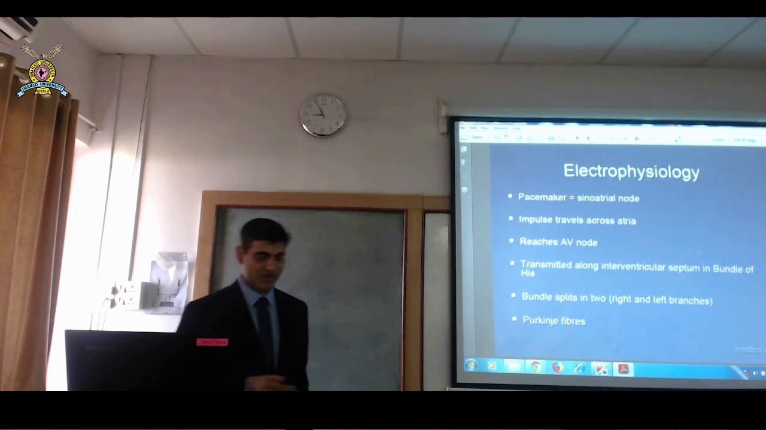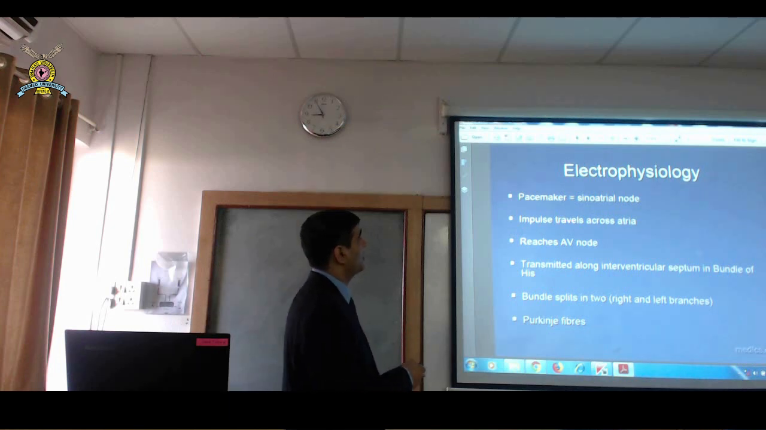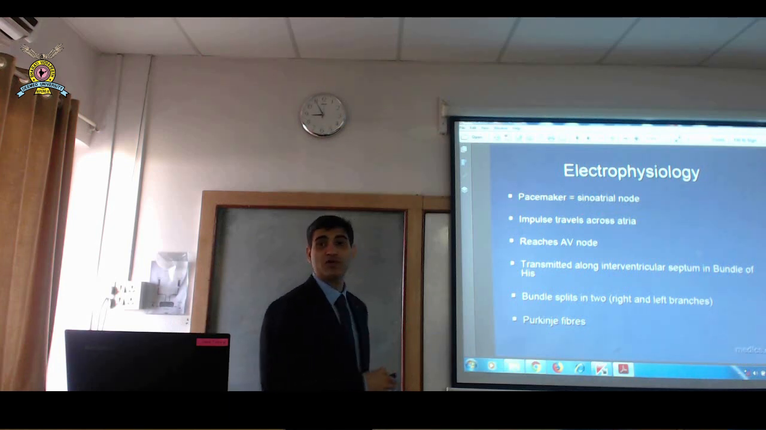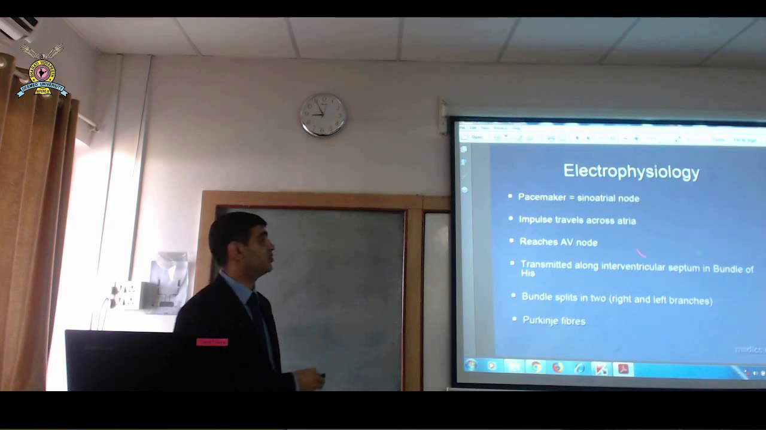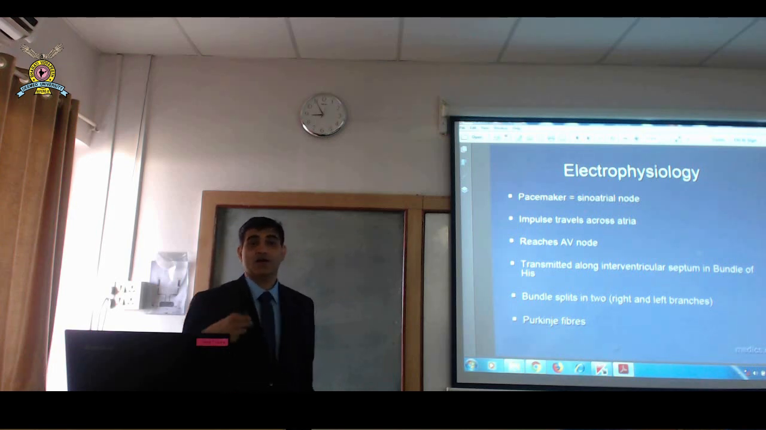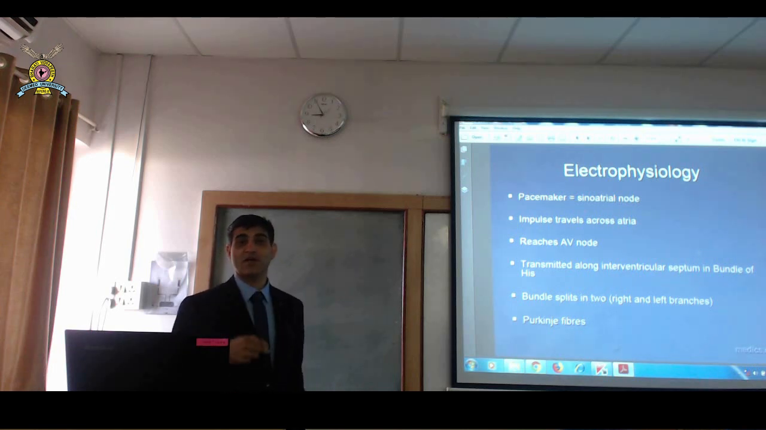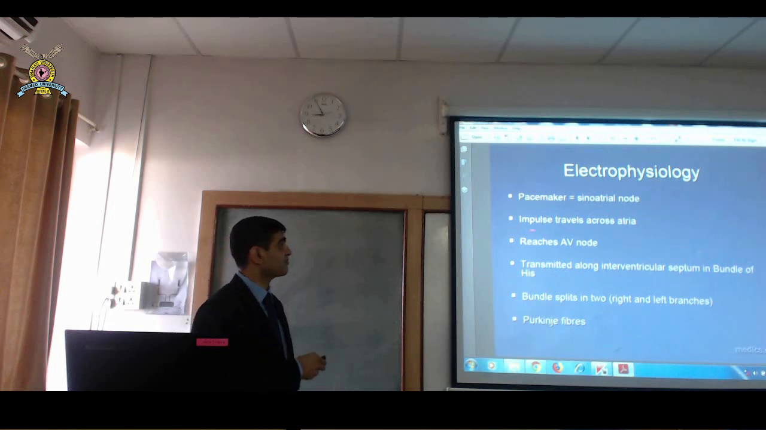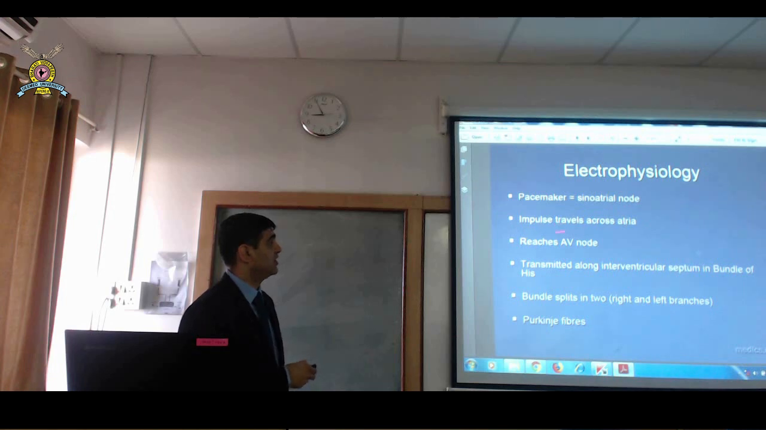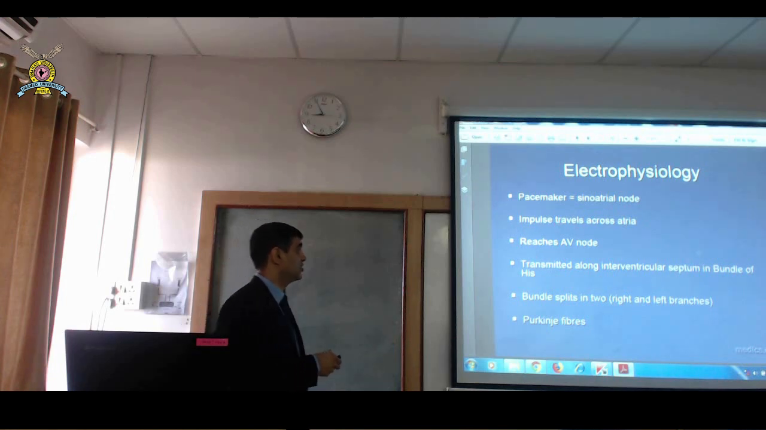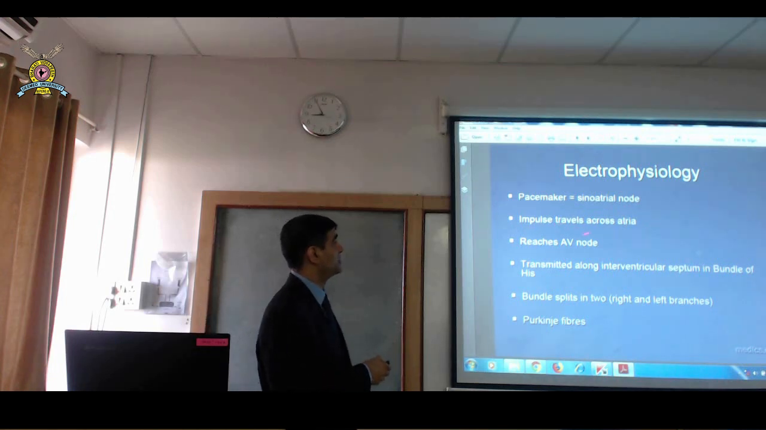So we've done the ECG pacemaker site, the atrial node. You saw that on the video. The SA node is located in the right atrium at the upper corner, at the SVC junction. Actually, it's the SVC junction, sorry, not the IVC junction. The impulse travels across the atria. It reaches the AV node.